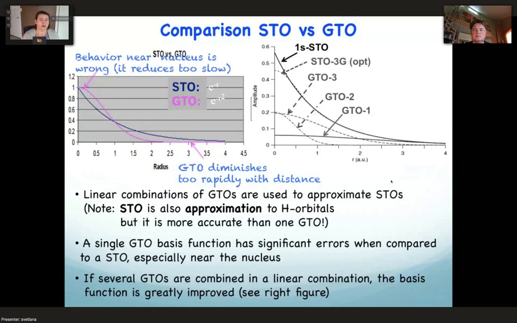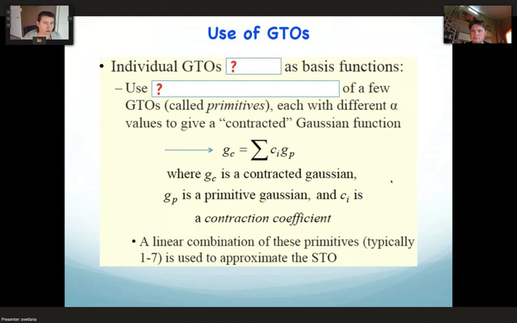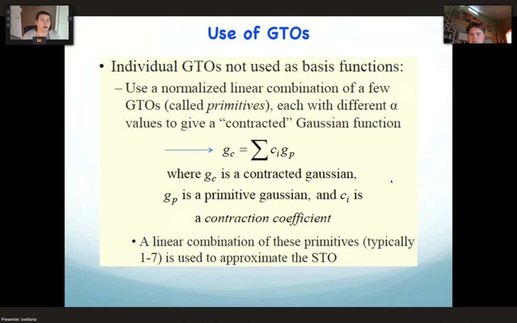Okay, so how does this work? Each individual Gaussian or GTO function is not very useful, right? Instead, we use a normalized linear combination, a sum of several GTOs. We call them primitive GTOs, primitive Gaussian functions. Each of them contributes with a different weight coefficient, and slightly different constructed Gaussian functions, to reproduce this basis set.